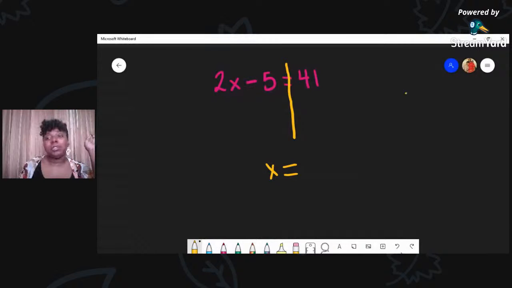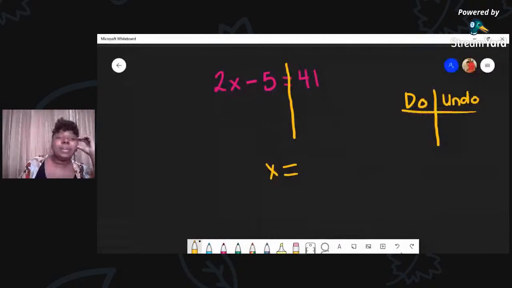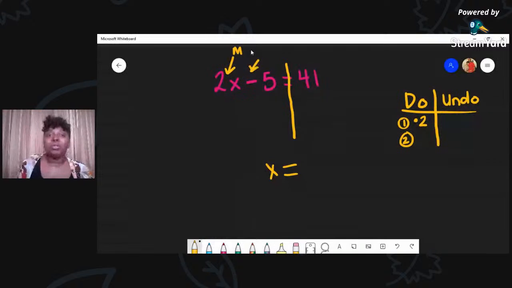Here's what I teach my students. We have a do and an undo chart. What are we doing to the x? In this original equation, what am I doing to the x? Well, first, I'm multiplying it by 2. We're going in the order of operations. Then after I multiply x by 2, I'm going to subtract 5 from it.